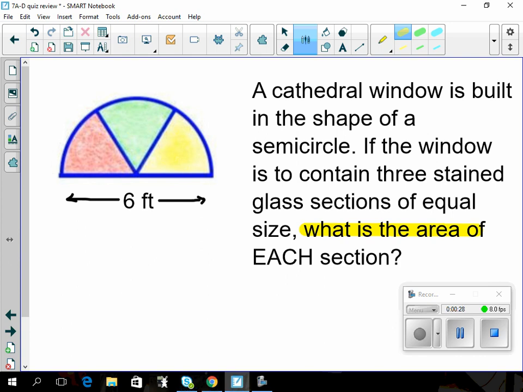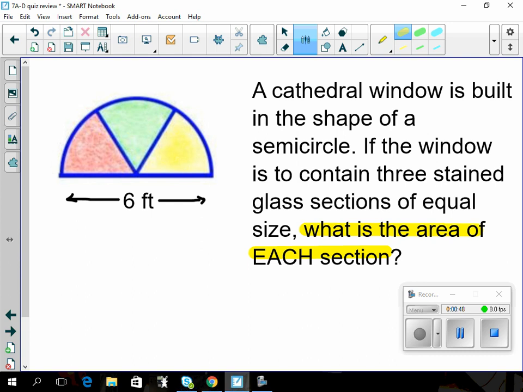A semicircle. And so when we think about the degrees, what are the degrees of a semicircle? 180. Very good. The problem is that I don't want the area of the whole stained glass. I want it for each section. So how many sections do you see in your stained glass?